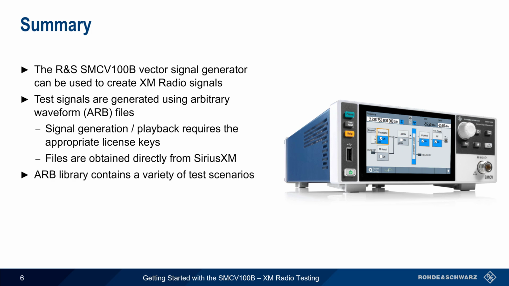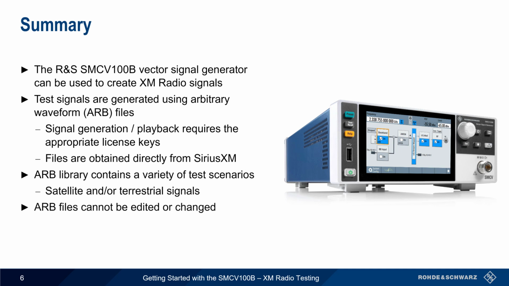The XM radio ARB file library contains a variety of test scenarios, including both terrestrial and/or satellite signals. And although ARB file contents cannot be edited or changed by the user, the frequency and level of the signal are user adjustable in real time.